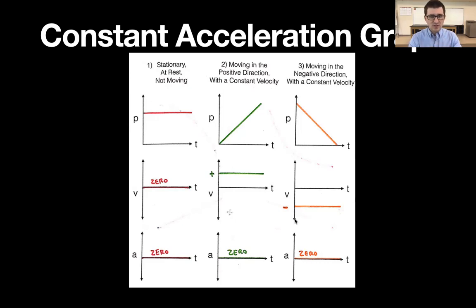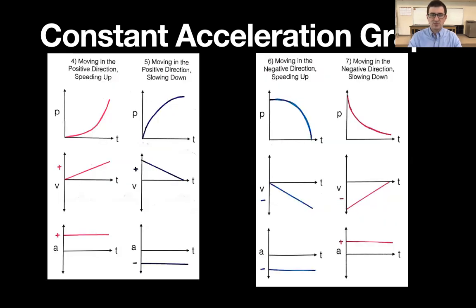So if something's not moving, the velocity is 0, the velocity is not changing, so the acceleration is 0, and the position just stays the same the whole time. It's real simple. Something moving with a constant velocity, we've been over this, is a linear position-time graph with a constant velocity, and the velocity is not changing, so the acceleration is 0. So that's all pretty straightforward. Here's where things get to be slightly more interesting.